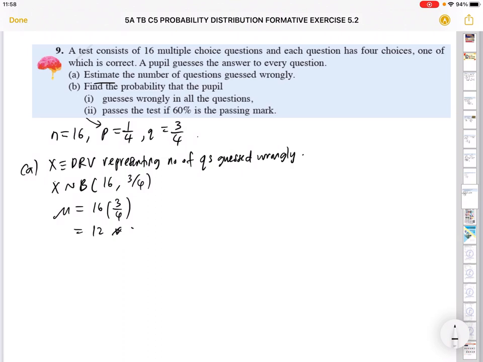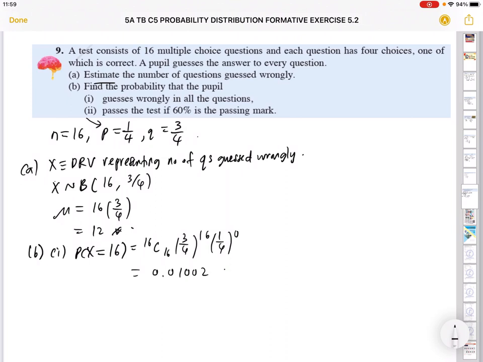Okay, let's look at B. Now, find the probability that the student guessed wrongly all the questions. All the questions means what? X equals 16. All 16 guessed wrongly. So this will be 16C16, 3 over 4 power 16, 1 over 4 power 0, I get 0.01002.